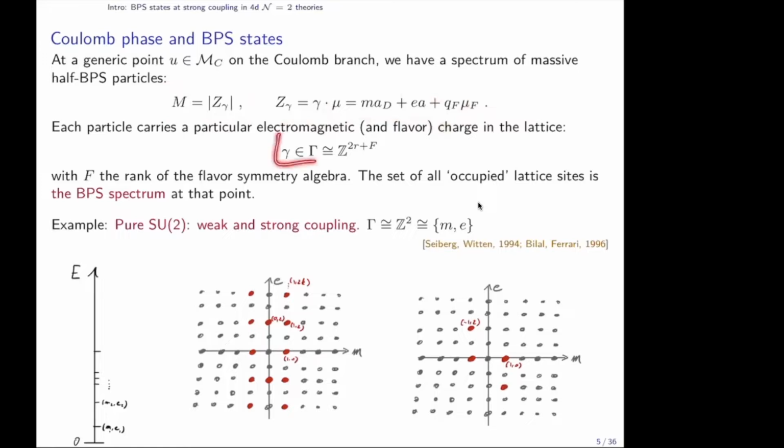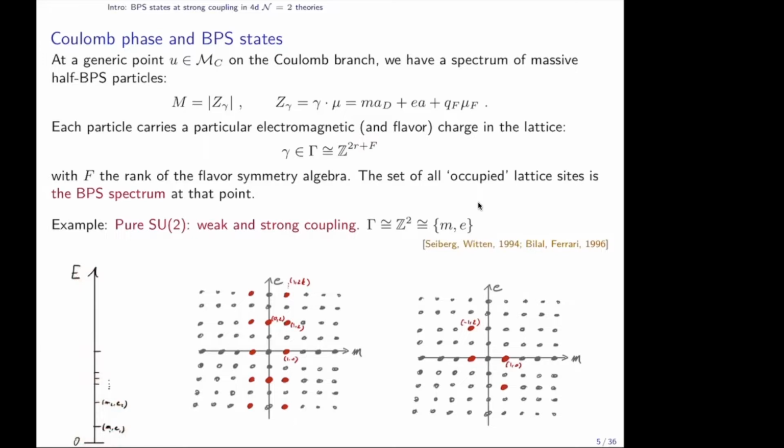So all those charges are part of a lattice, which will always be 2R plus F dimensional, where 2R are the electric and magnetic charges, one for each generator of the rank. So in a gauge theory, for instance, you can think of the Coulomb branch as breaking the gauge group to its Cartan, and more abstractly, that's just the rank of the 4D theory. So in general, we would have a spectrum of massive particles at a given point on the Coulomb branch. And of course, the very hard problem in general is to compute this spectrum.